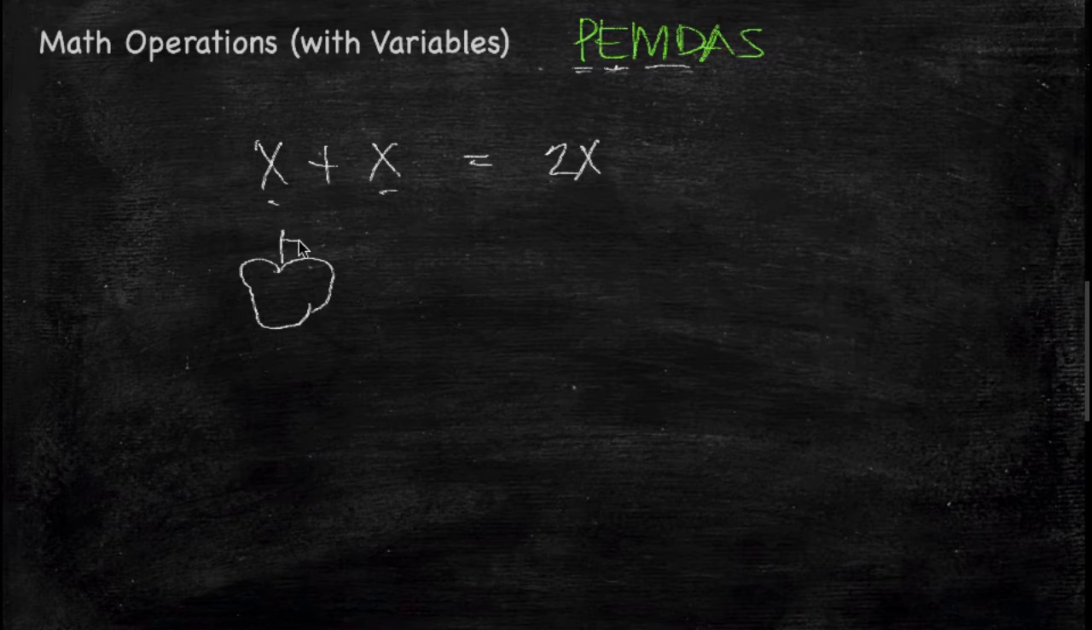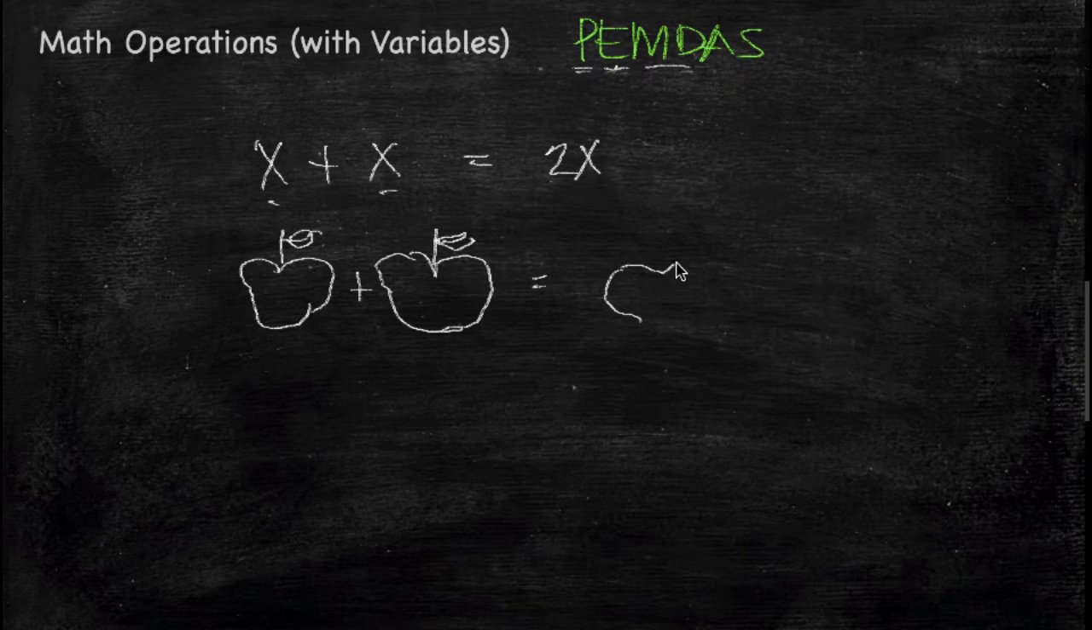Ganyan, meron akong apple plus ng isa pang apple equals dalawang apples. Right? So, 1 apple plus 1 apple equals 2 apples. That's the same. x plus x equals 2x.